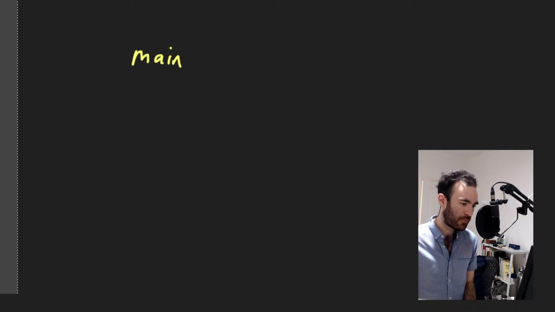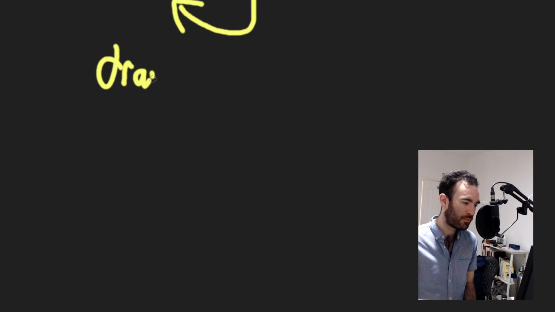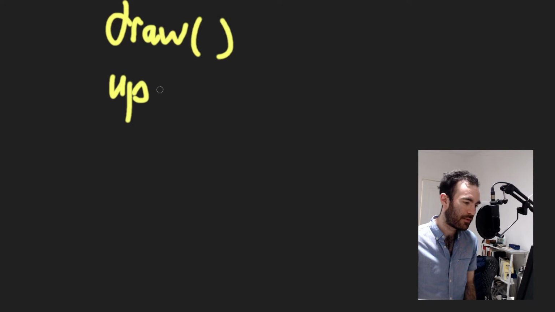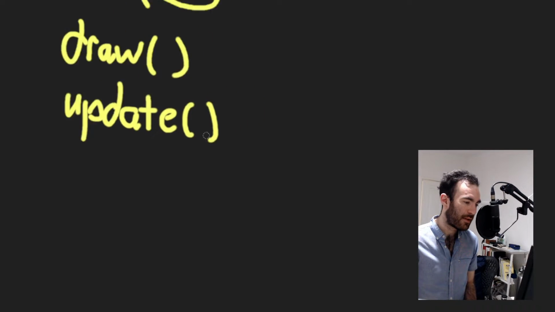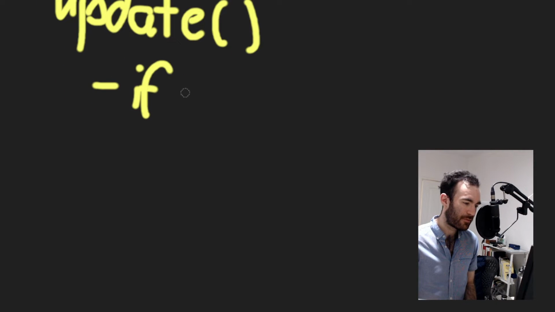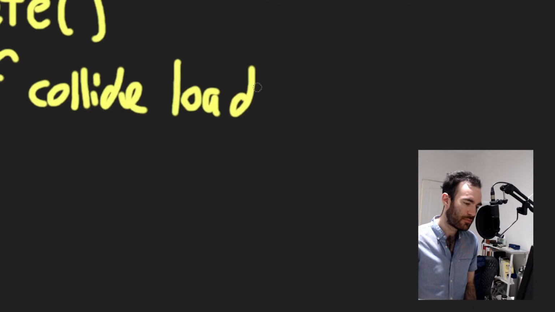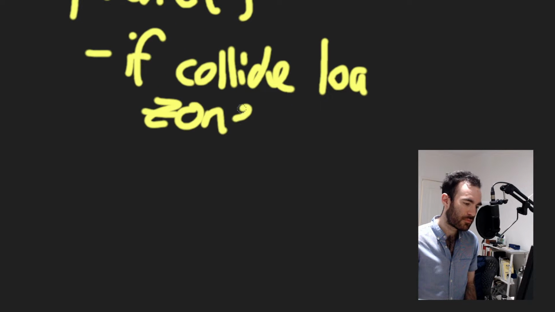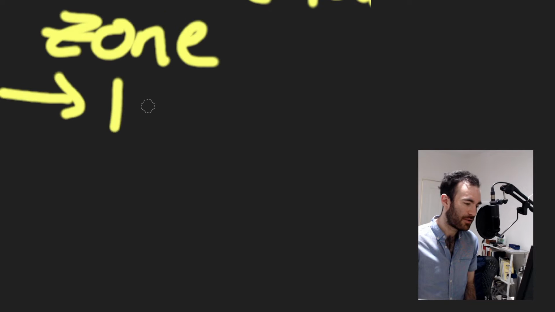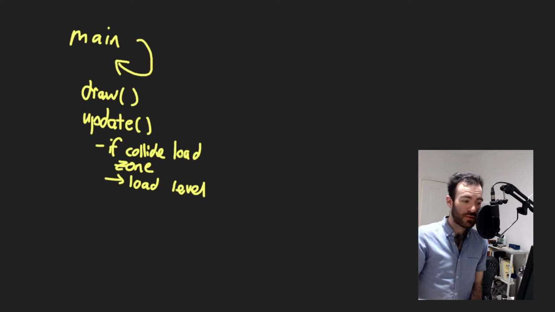Right now our game loop looks like this. We have our main loop, and this runs forever. Every frame it's going to draw, and then it's going to update. And then in update, there's a subtask that runs, which is: if collide load zone, then we're just going to load a level. So all this happens in the one main loop.